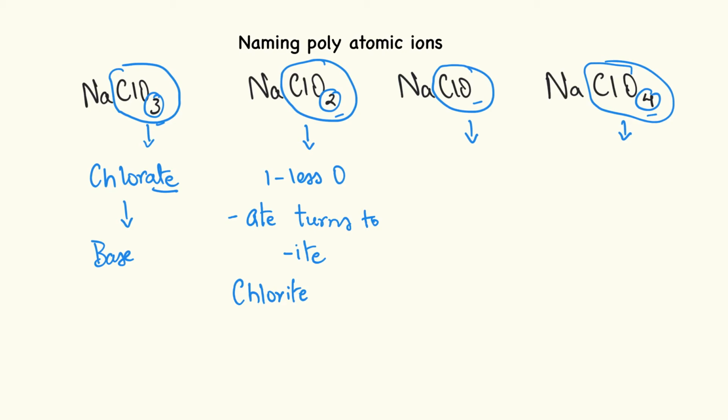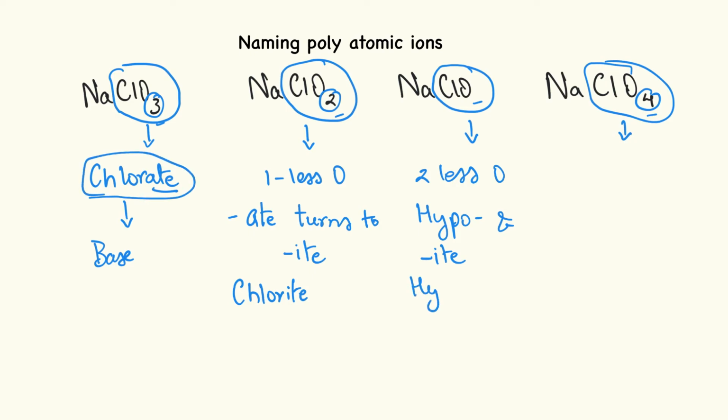Now let's look at the third one. In the third one, you have 2 less oxygens compared to the base ion. And so in that case, to indicate that you have 2 less oxygens compared to your base ion, you're going to give this a prefix. You're going to give this a prefix hypo, and then retain the ite. What does that mean? It means that your base ion chlorate is going to turn into hypochlorite.